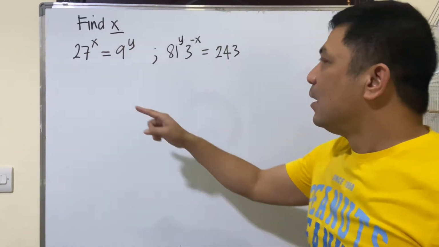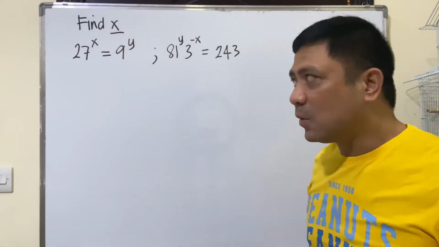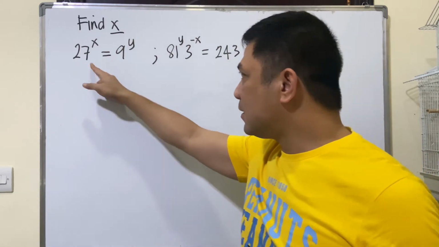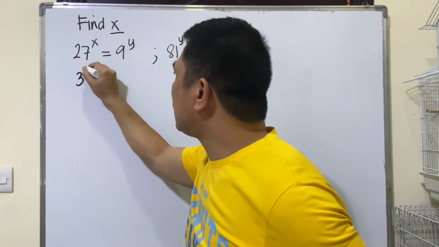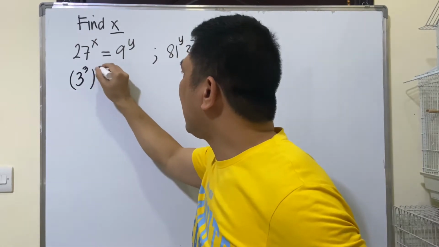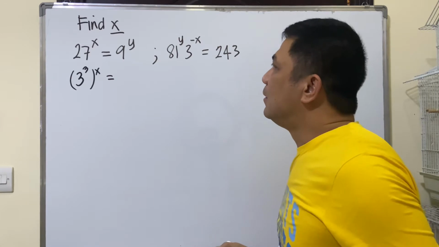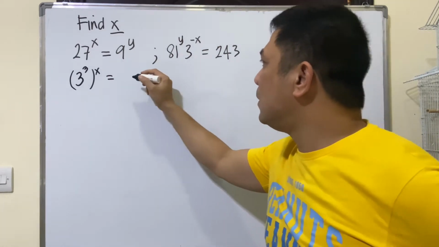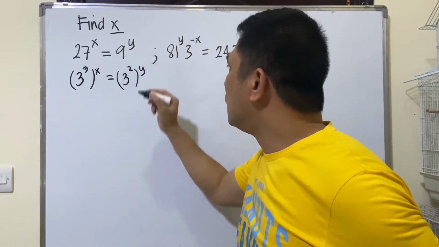So let's see. 27 is actually 3 times 3 times 3, that's 27. So to make 27 a base of 3, all you have to do is 3 raised to 3, raised to x, is equal now to, similarly for 9, this will be 3 squared raised to y.